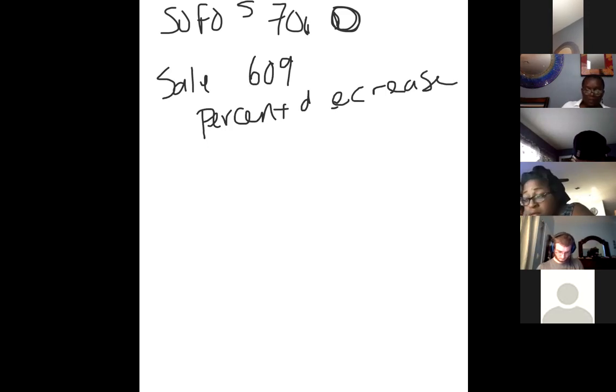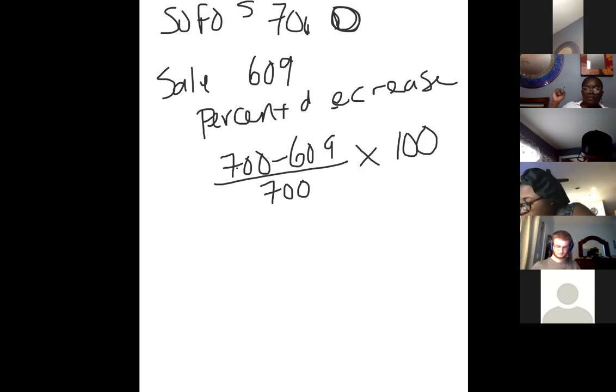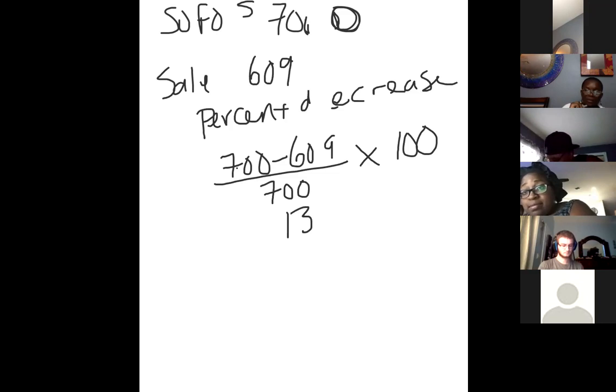All right, so to calculate the percent decrease, we're going to take the original price, 700, minus the new price, divided by the original price, and then multiply it by 100. Because we want a percent, so we have to multiply it by 100 to convert it to percent. All right, guys, so on your calculator, you do 700 minus 609, which gives you 91. 91 divided by 700, and then times that by 100. So what do you guys get? 13. Exactly 13? Yeah. Oh, okay. Check your work, guys, and see if you get the answer.